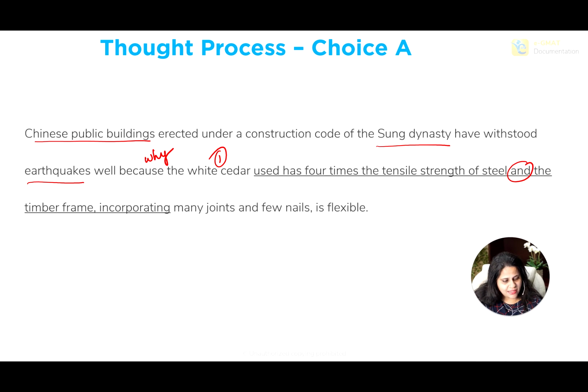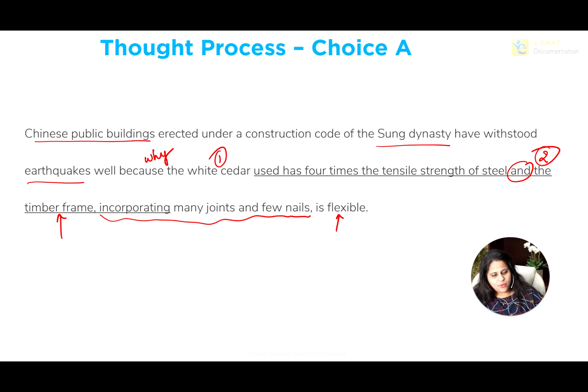Okay, so we have one reason over here, and the timber frame. Now, "and" is telling us that there is a second reason over here. The timber frame, incorporating, by the way, many joints and few nails, is flexible. So the second reason is that this timber frame is flexible. So you have 2 reasons for the durability of Chinese public buildings. No issues at all, meaning is absolutely clear. And when you read this sentence, you don't really find very many issues with it. It looks like a good option, but you obviously should be looking at all the remaining answer choices. And now your thought process is, maybe I can find something better that communicates this meaning.